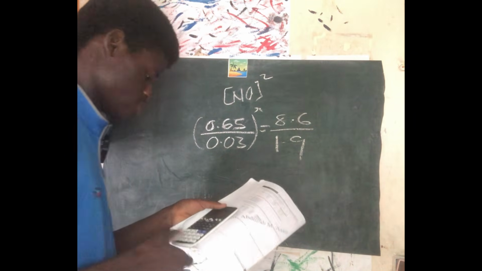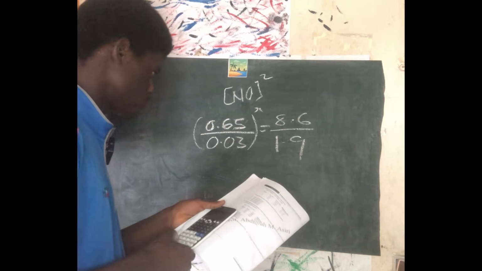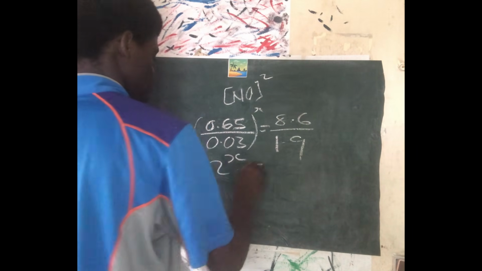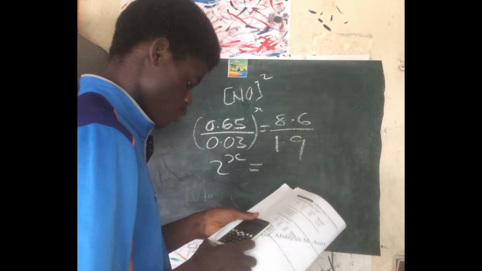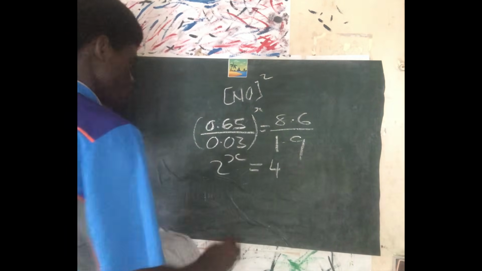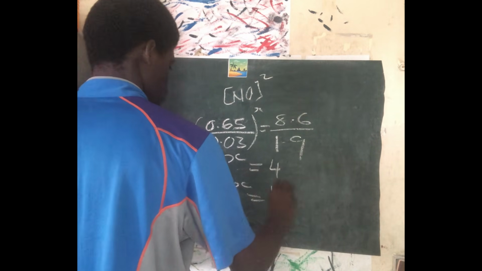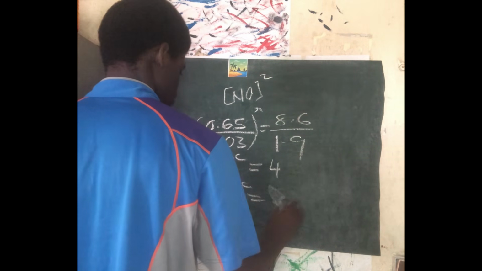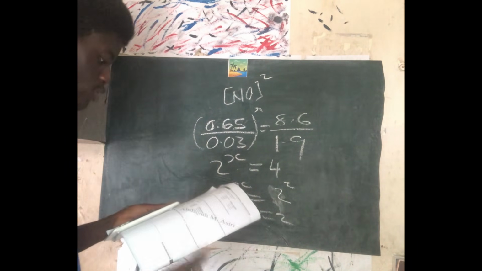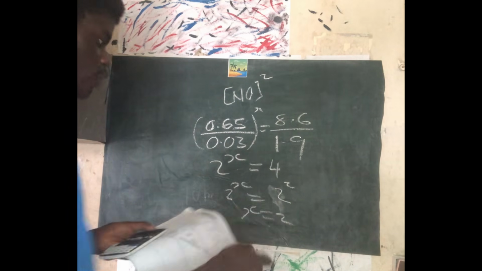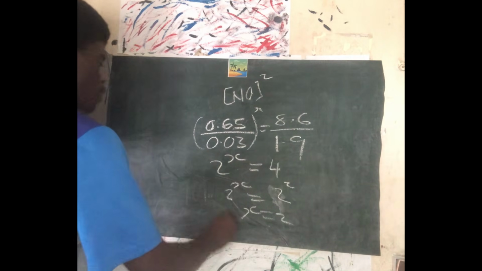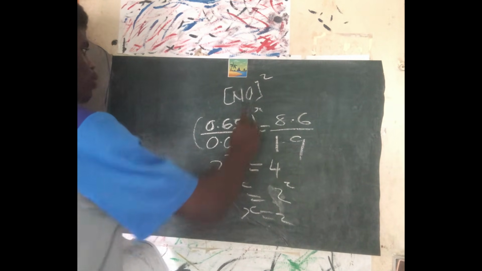But this is the trick here. So that's 0.065 divided by 0.03. That'll give approximately 2. That's 2 raised to the power x is equal to 8.6 divided by 1.9. That will give 4. So 2 raised to the power x is equal to 4. That's 2 raised to the power 2. But the order is not going to be 2, because we're now going to multiply this one by what we got here.